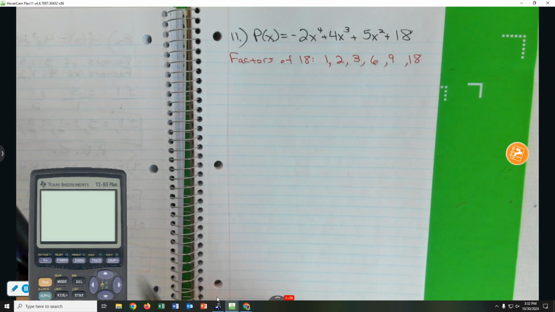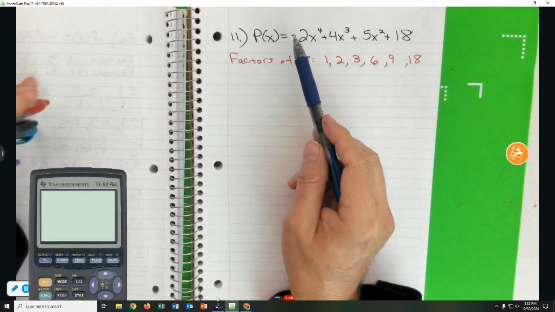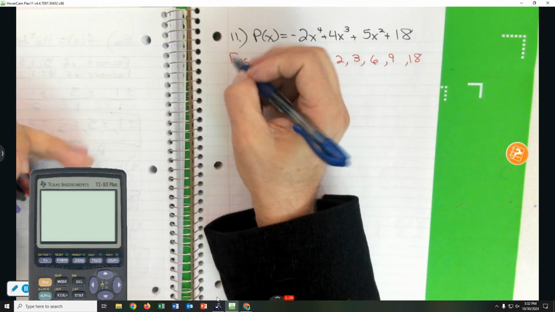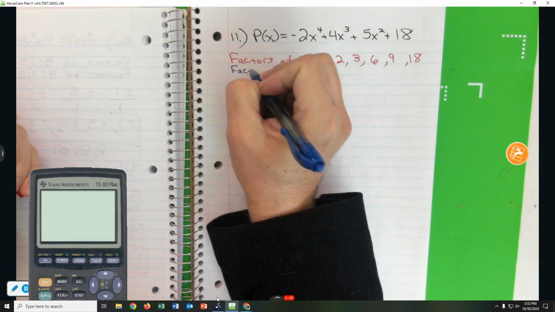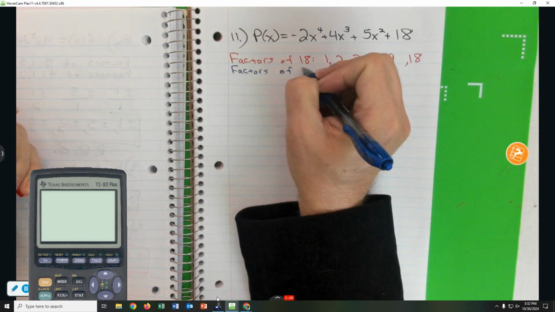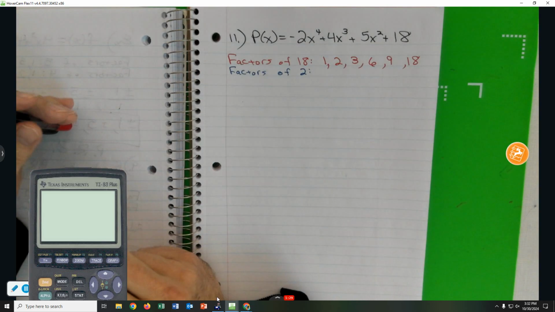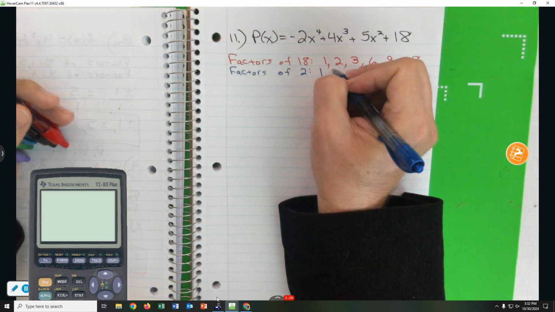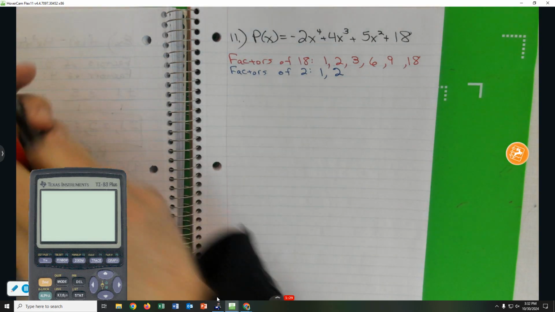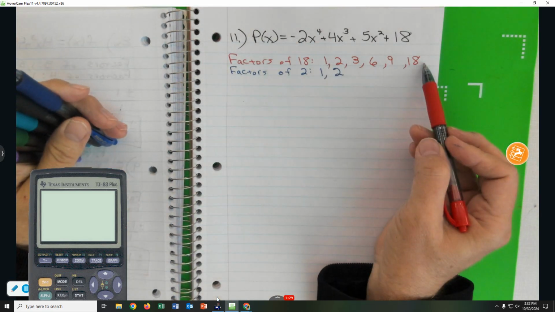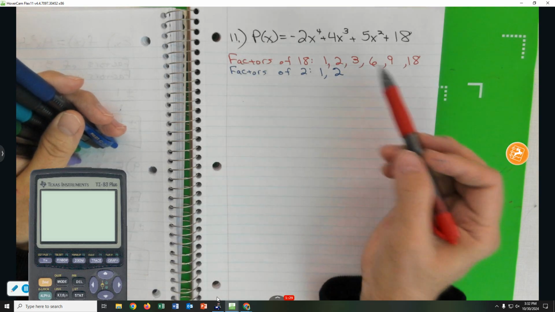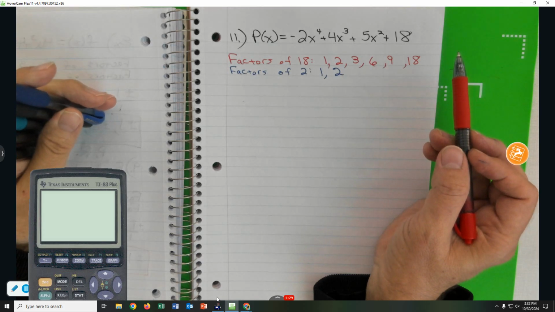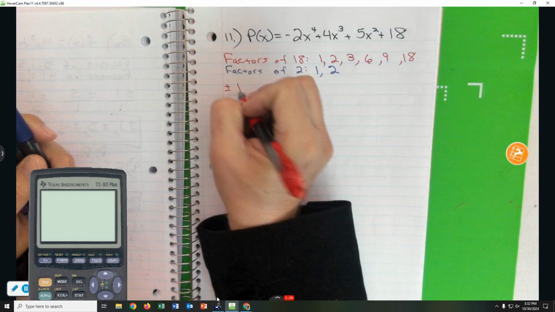What about the factors of the leading coefficient? And once again, you don't need to worry about that negative. The plus minus will take care of the sign changes. So all you need are the factors of 2, and they are 1 and 2. So I'm going to take every one of the red numbers and put it over the blue 1. Then I'll take every one of the red numbers and put it over the blue 2. So here goes.